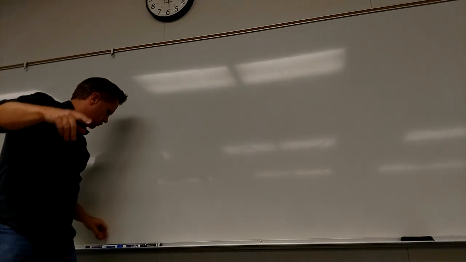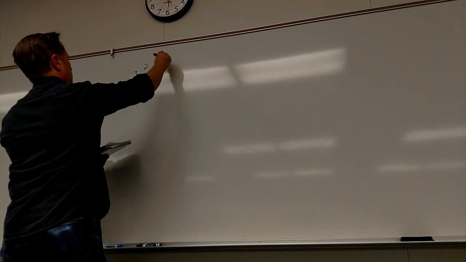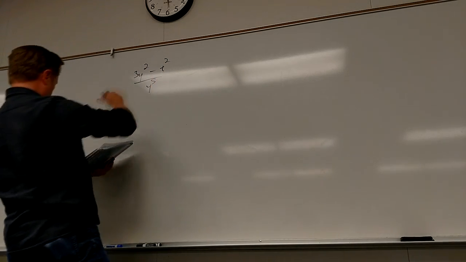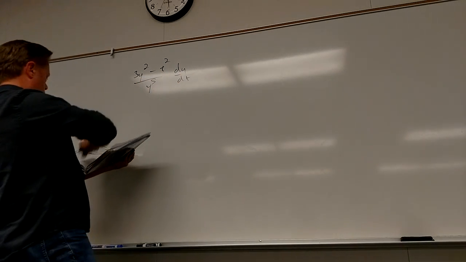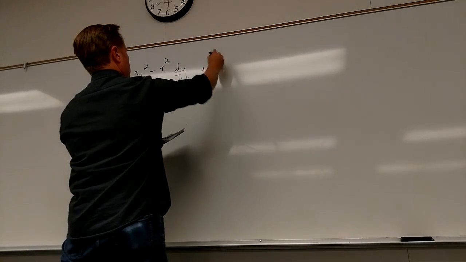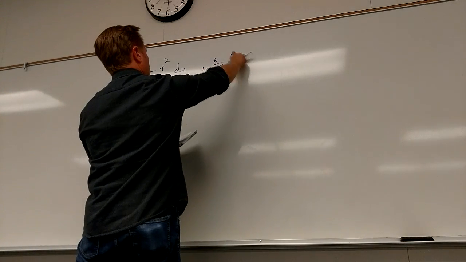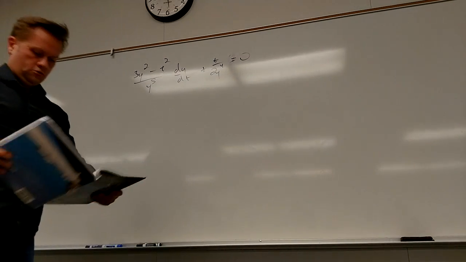So did this one just run into a snag at some point? No, but the question doesn't say check if it's exact or not. What I did was multiply both sides by y to the power of 5, and then it's not going to be exact. So let's see, we get 3y squared minus t squared over y^5 dy/dt plus t over 2y to the fourth equals 0. Okay.